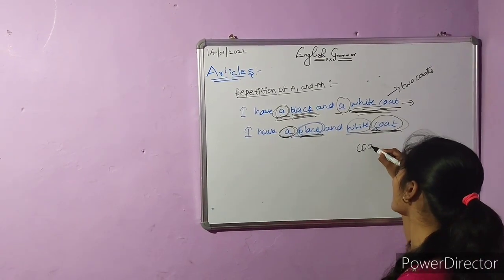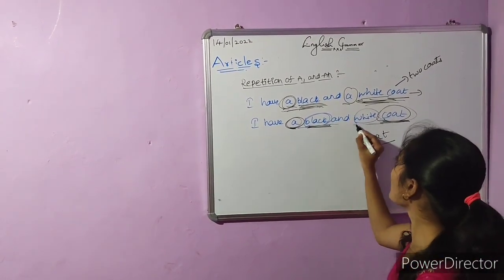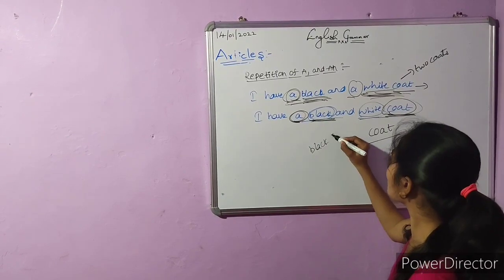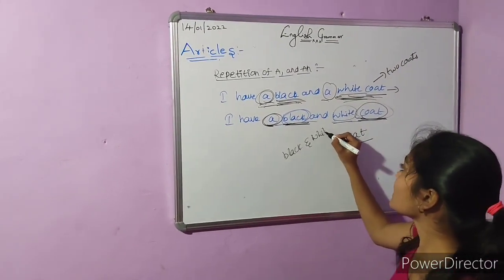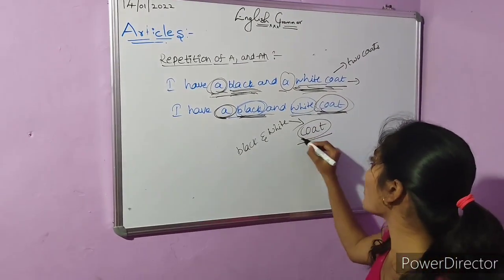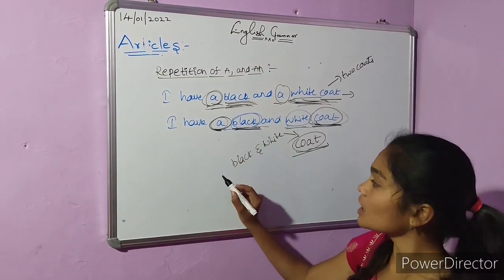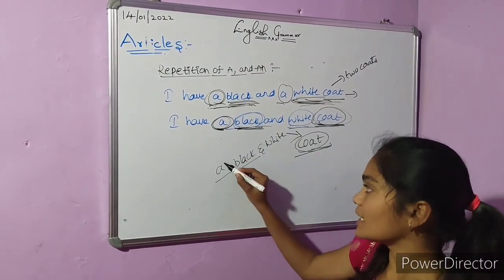Here there is only one noun, that is goat. But there are two adjectives, black and white. Those two adjectives qualify only one noun, that is goat. Therefore, we use a article before the first adjective, that is black.